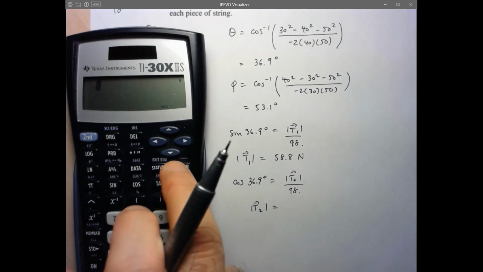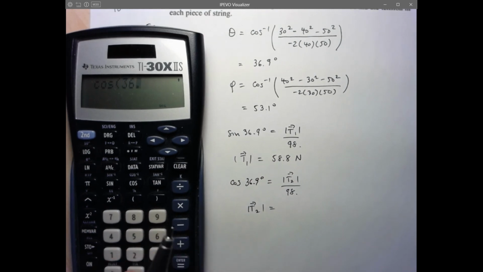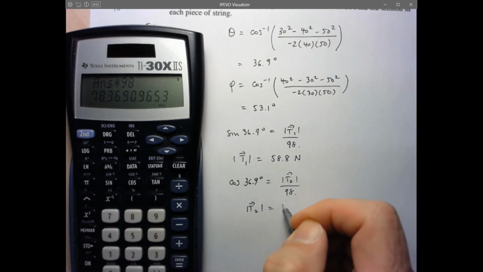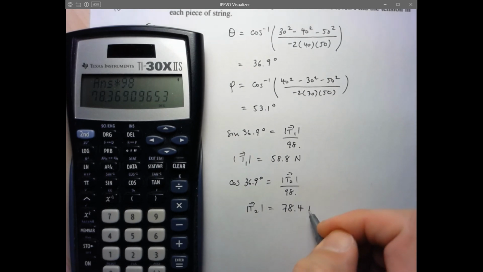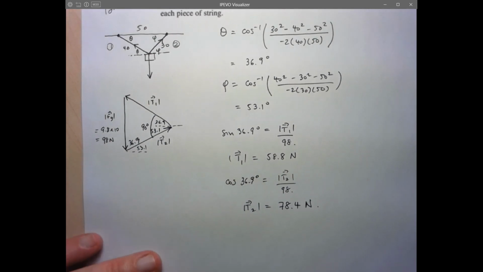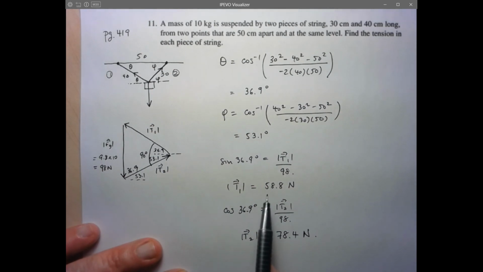I feel like that's, let me check that again, cos of 36.9, okay, times 98, yeah, 78.4, I had done it right. Okay, 78.4 newtons. All right, and there we have it. So here, when they're just asking for the tension in the string, you just have to give the magnitude because obviously the direction is the direction that the string is going to.